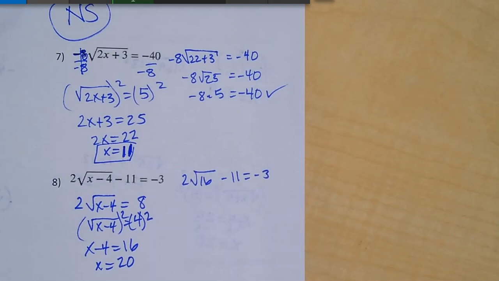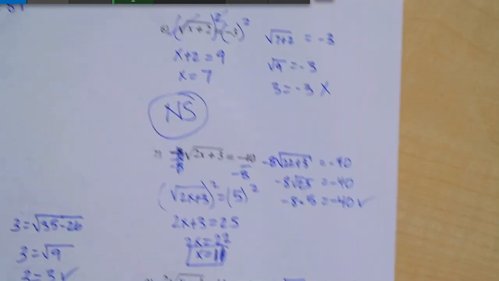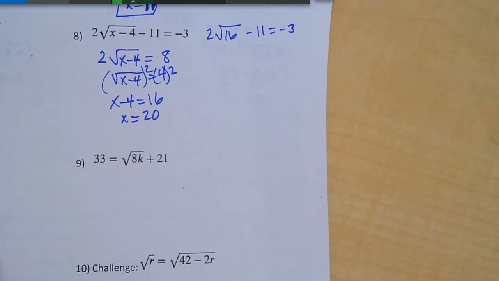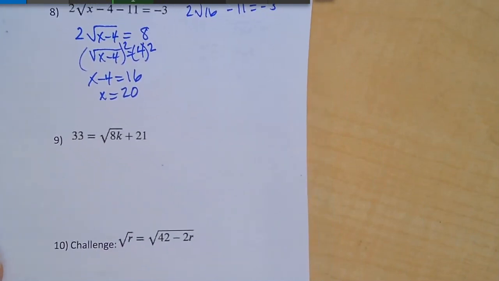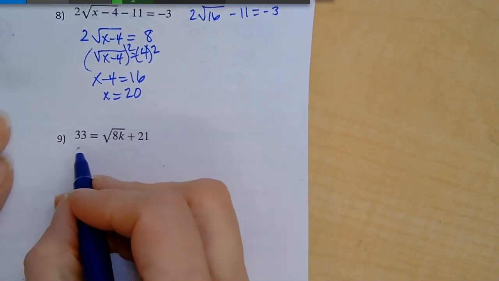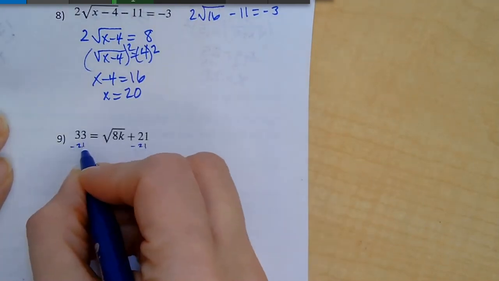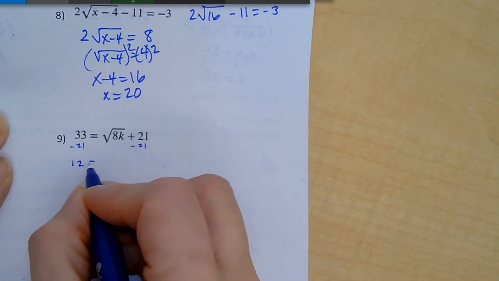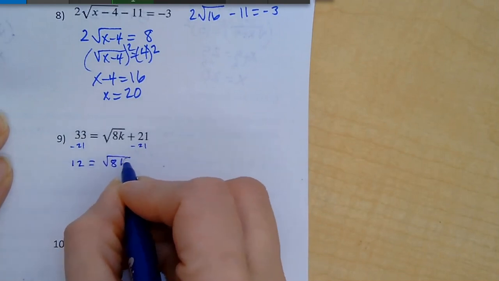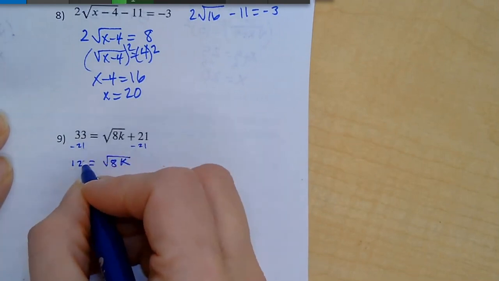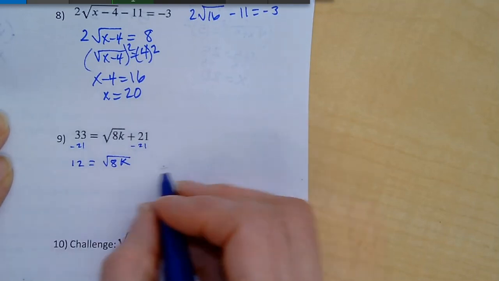All right, so let's see what we've got left. We're going to do problems 9 and 10. 10 says challenge, so we're going to see what we do. For number 9, I want to isolate that radical, so of course I'm going to subtract 21 from each side. So I have 12 equals the square root of 8k. Let's make sure 33 minus 21 really is 12, right? Yeah. Okay, square each side.